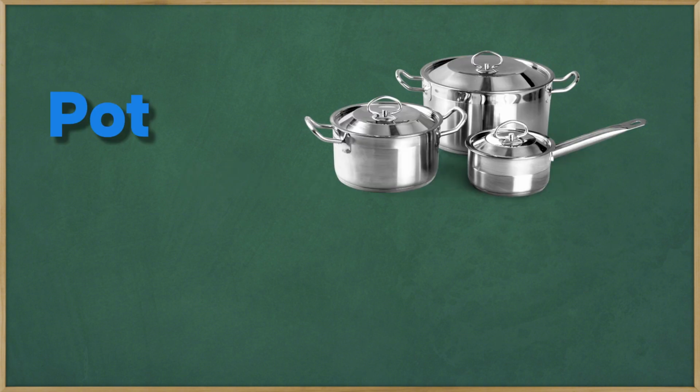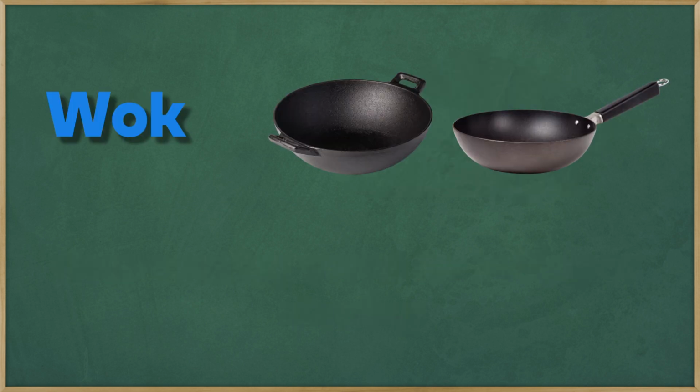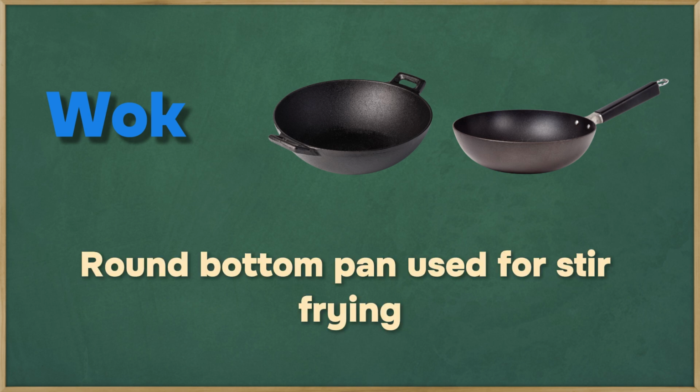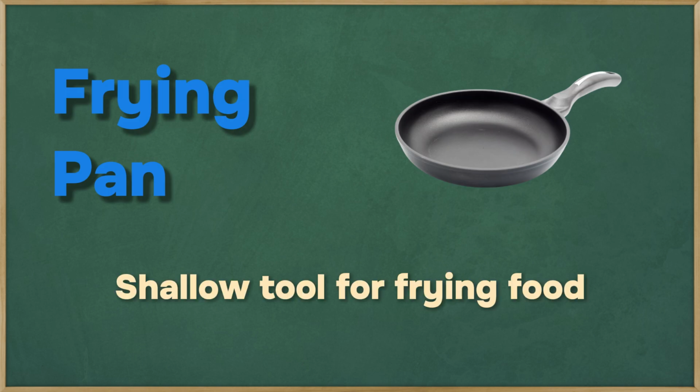Pot. Deep cooking vessel for boiling or stewing. Wok. Round bottom pan used for stir frying. Frying pan. Shallow tool for frying food.